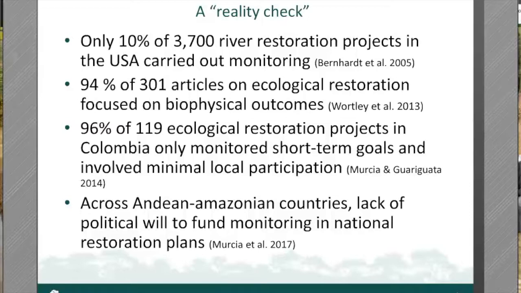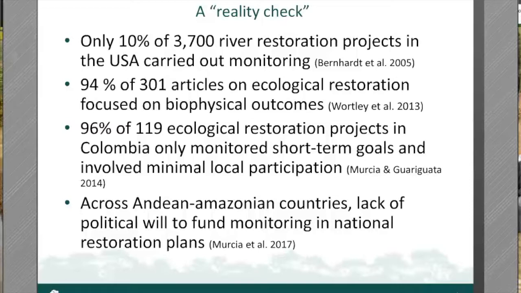Another article that came out in 2013 says that 94% of about 300 articles on ecological restoration only focused on biophysical outcomes. So there's also a tendency to look only at plant height and survival, and not necessarily at social learning or social indicators. Along the same lines, a large majority of ecological restoration projects analyzed in Colombia a few years ago only monitored short-term goals and involved minimal local participation. So the issue of local participation is still challenging nowadays.